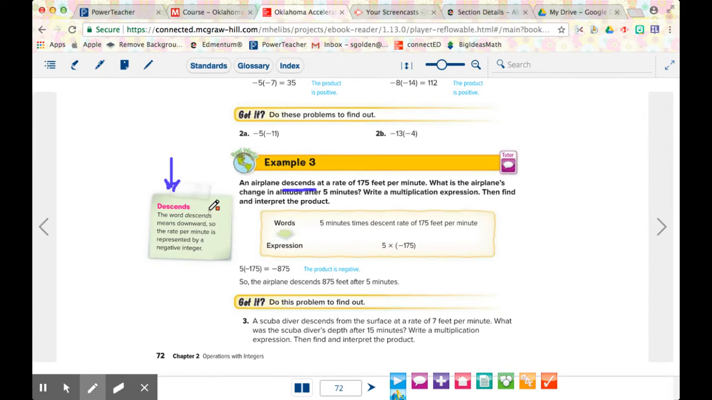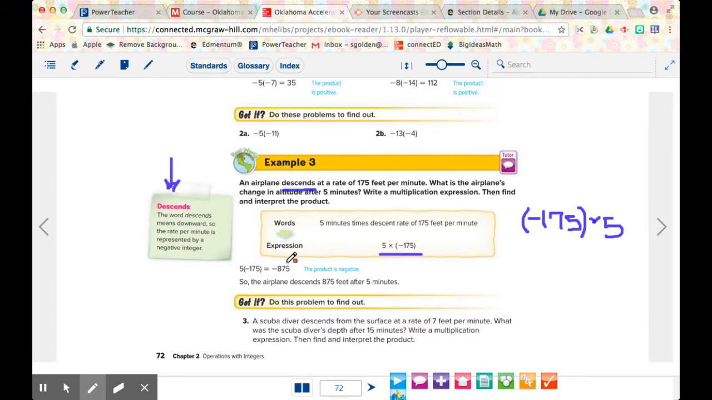So when it says it descends at a rate of 175 feet per minute, that means it's going down 175 feet every minute. So that means for 1 minute. So then it says, what is the airplane's change in altitude after 5 minutes? Well, we know after 1 minute, it went down 175 feet. So if we wanted to find out for after 5 minutes, well, we would take that and you could add it 5 times, or you could just multiply by 5. So that's what they've shown here.